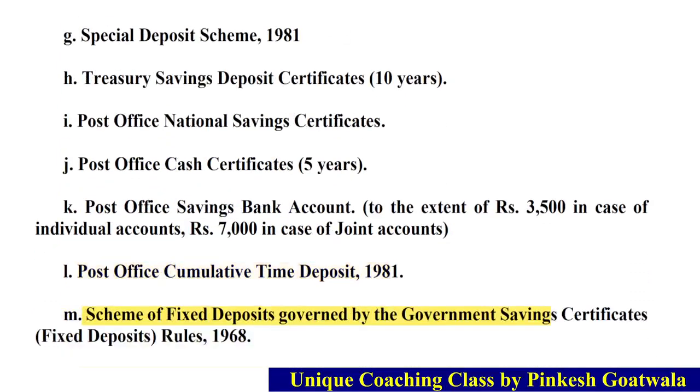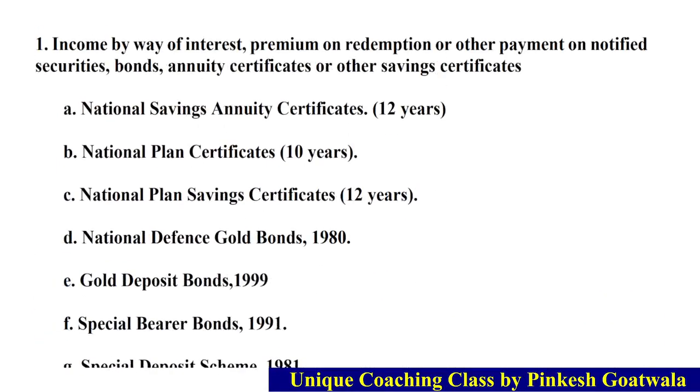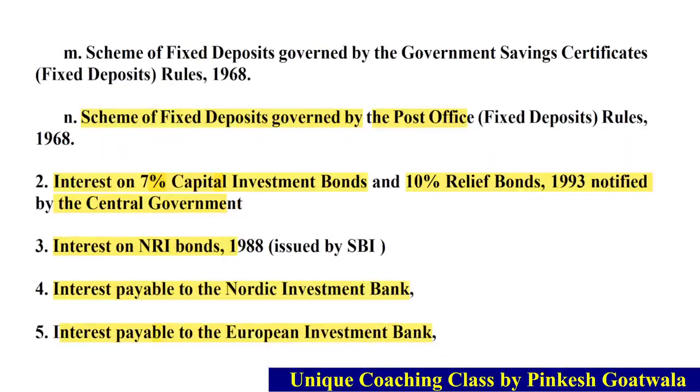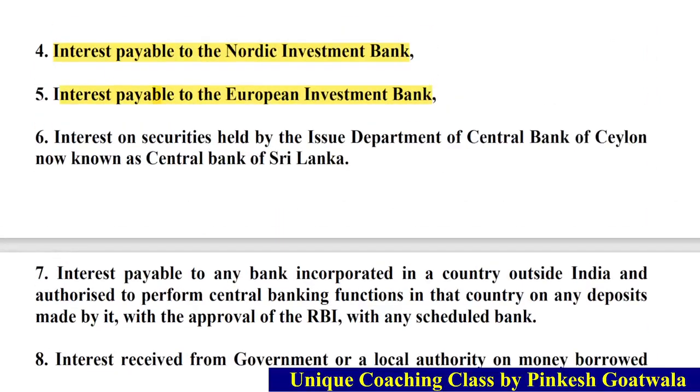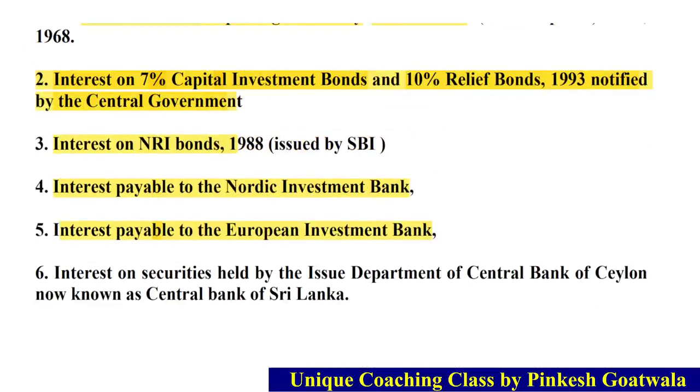So you have to first remember this first heading. Whatever securities, certificates, and bonds are in the first heading, you must remember all of these, and also this second one, the capital investment and relief bonds. Actually you have to remember all bonds, all deposits, all securities, but these first and second are almost always coming in questions. Most questions come from the first and second. It is not that the rest will not come, they also come, but the deposits and securities given in the first and second almost always come in questions. So actually you have to remember all, but first and second are important.